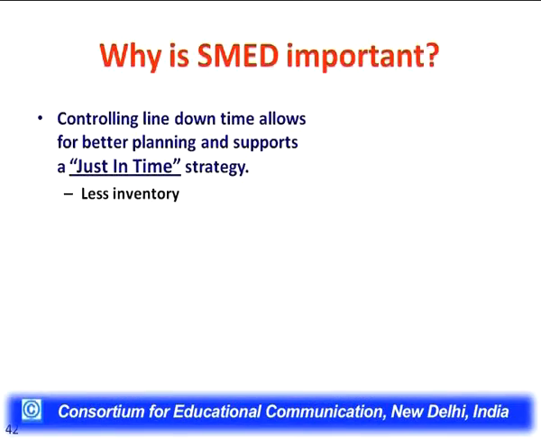Because controlling line downtime allows for better planning and supports a just-in-time strategy. If we are able to control the downtime of the machine, it means we are able to implement the just-in-time concept. Less inventory is required. Once the just-in-time strategy has been implemented, it will automatically give results like less inventory. Inventory may be in the form of raw material, semi-finished product or finished product. Accurate scheduling is possible if our changeover or setup procedure is firm and fixed.